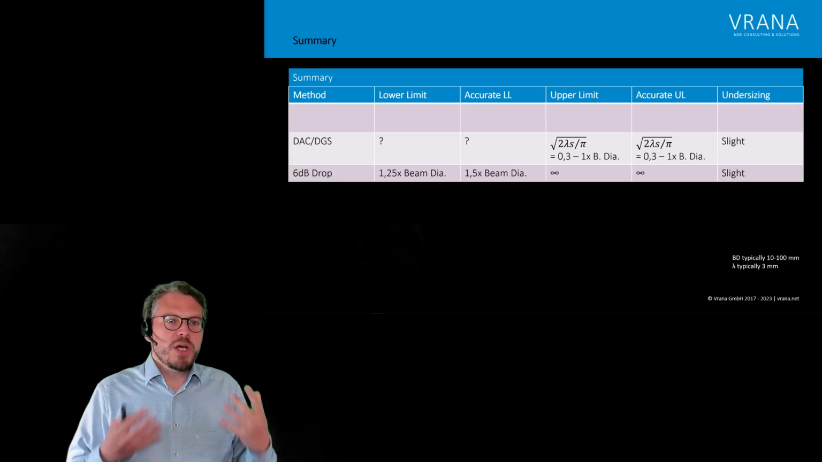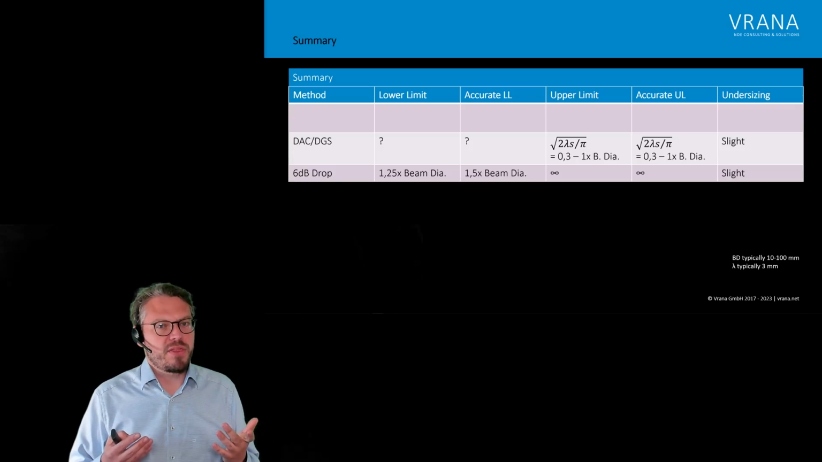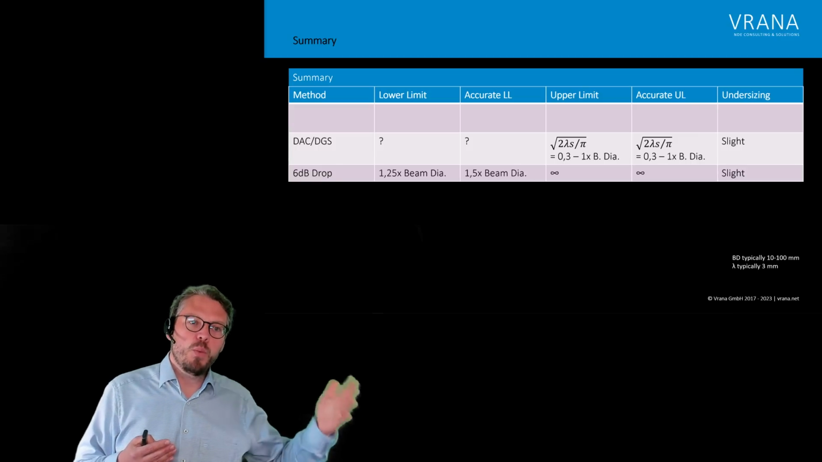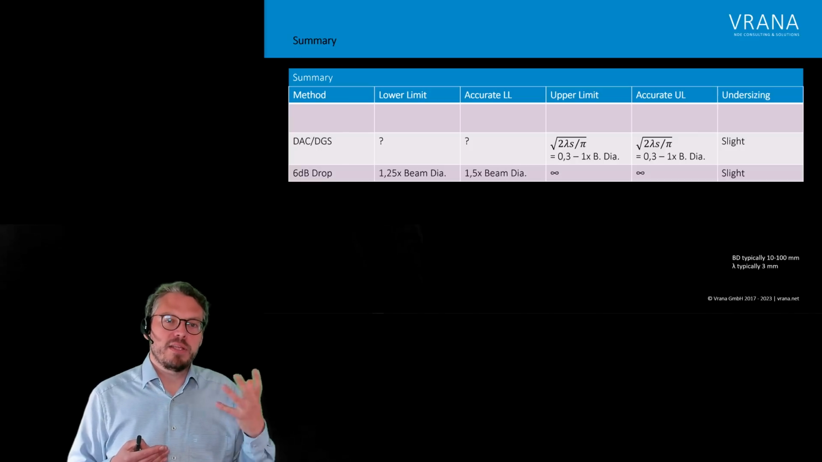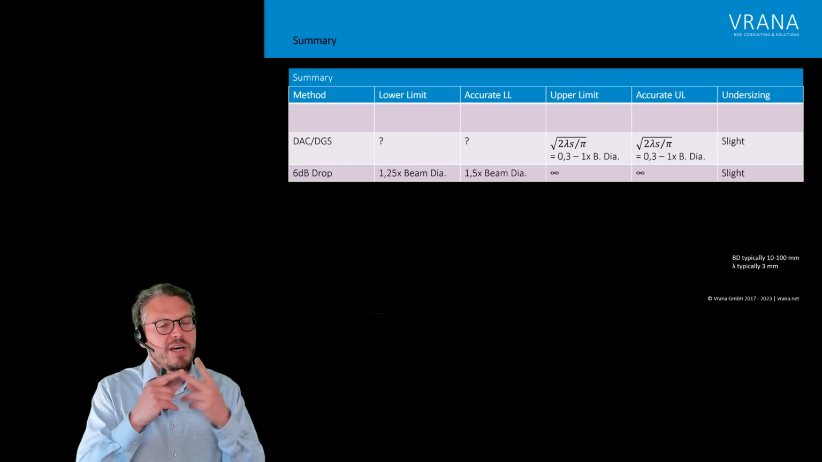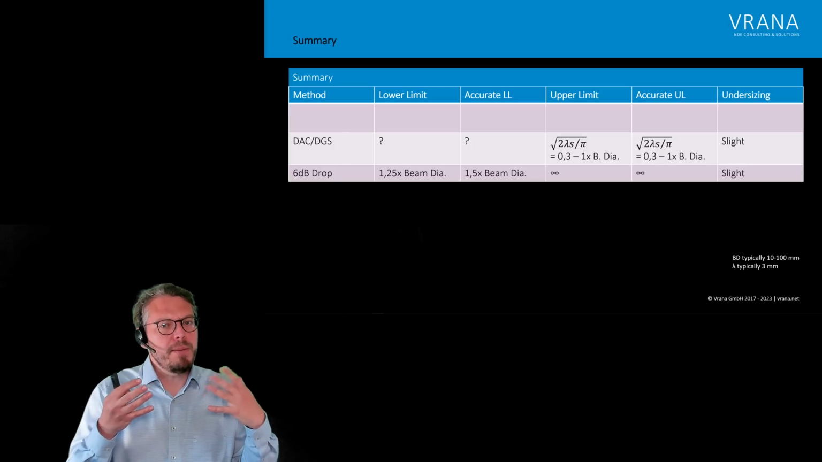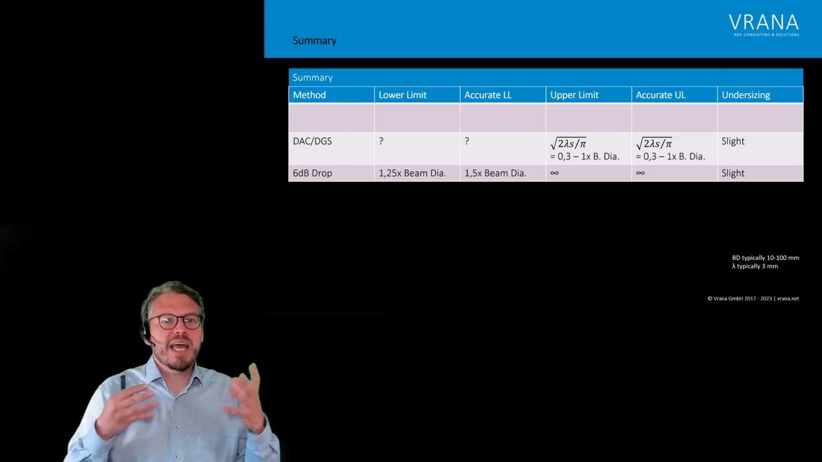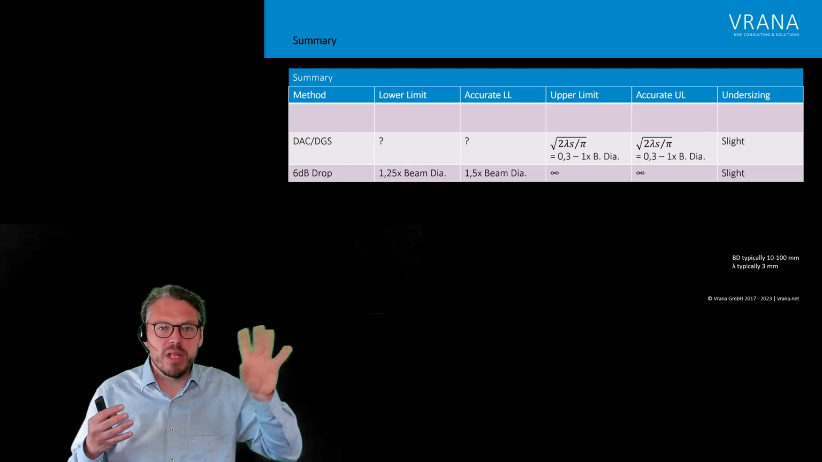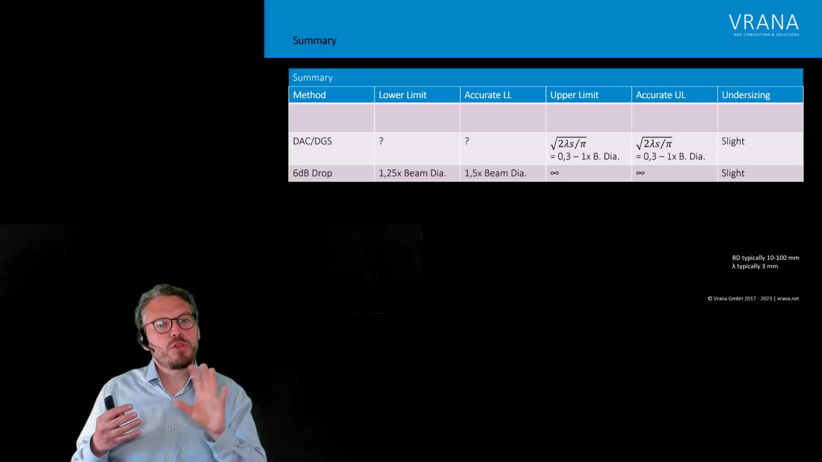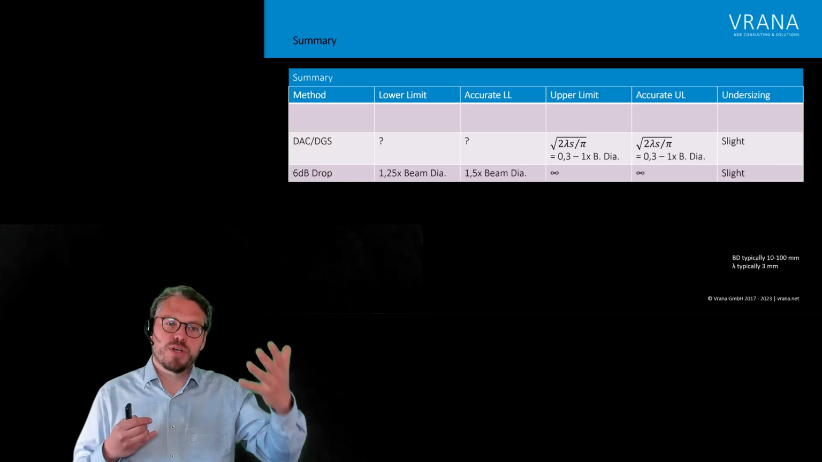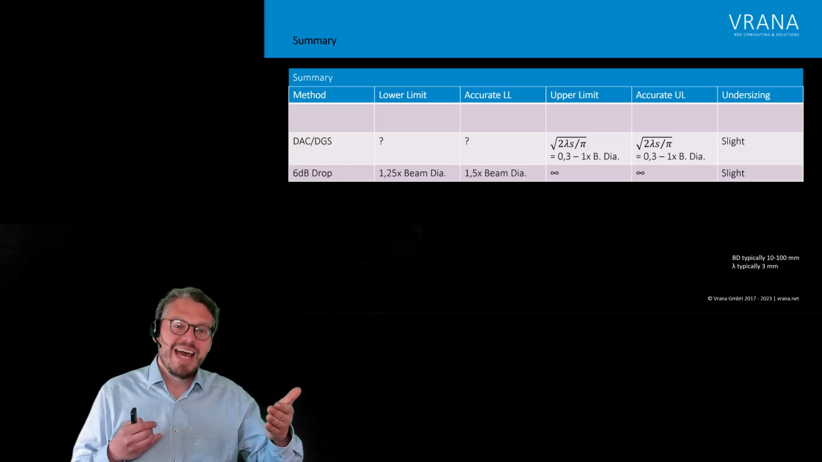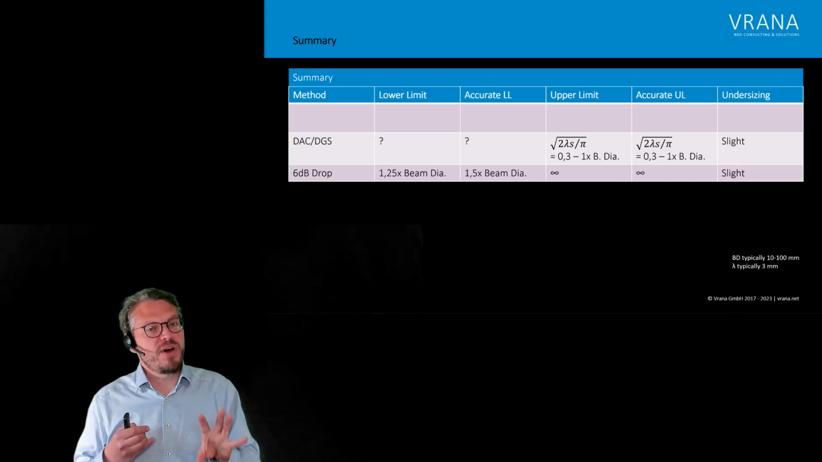Now the question comes up, how accurate are those methods, and do we have limitations? Yes, we have certain lower limits and certain upper limits. The lower limit of DAC and DGS depends on the wavelength and on the sound path, so it actually doesn't depend on the beam diameter. But if we calculate it, we can see that the upper limit is around 0.3 to 1 times the beam diameter. On the other side, for the big indication method, the 6 dB drop method, its accurate lower limit is around 1.5 times the beam diameter.